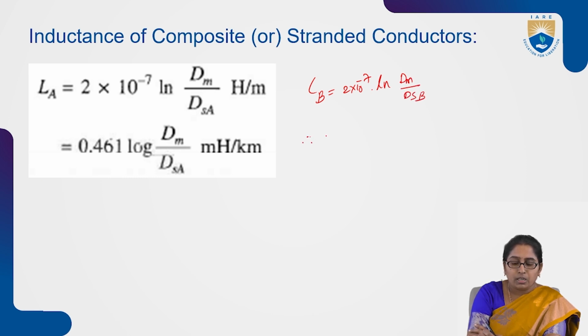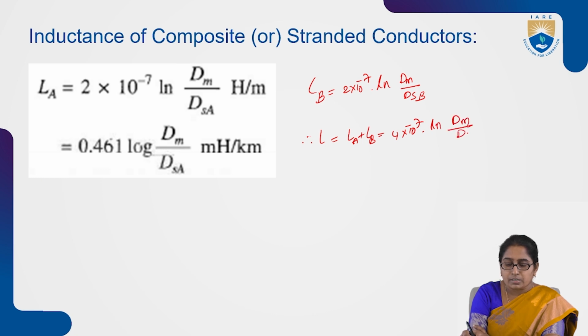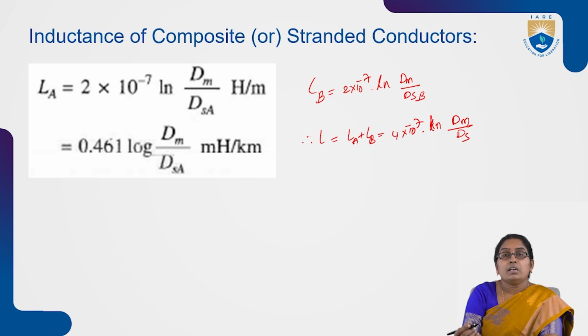Finally, the total inductance of the single phase transmission line, consisting of the stranded conductors, is La plus Lb, which is given by 4 into 10 power minus 7 log of DM by DS. So this is the final expression for the inductance of a single phase transmission line consisting of stranded or composite conductors, where DM is mutual GMD and DS is self GMD.